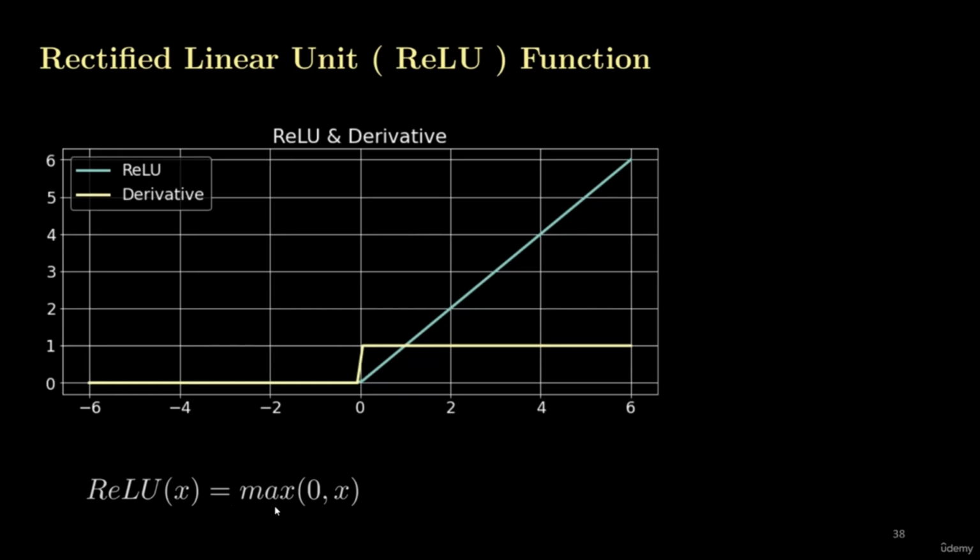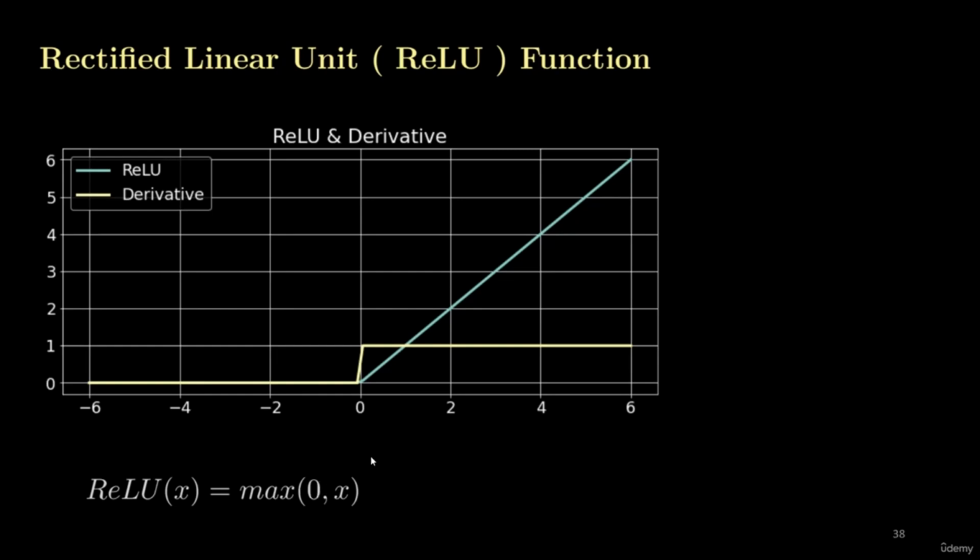This is the mathematical representation of the ReLU function. Its equation is the maximum of 0 and x. So if x is negative, that is x is less than 0, the ReLU function will select 0. On the other hand, if x is a positive number, the ReLU function selects that positive number. So it preserves the positive number, and for a negative number, it will give us a value equal to 0.